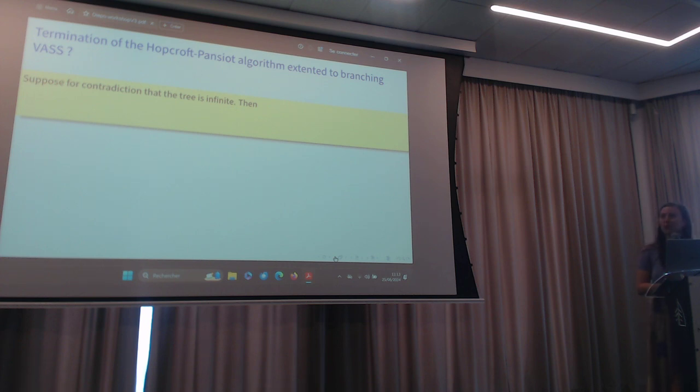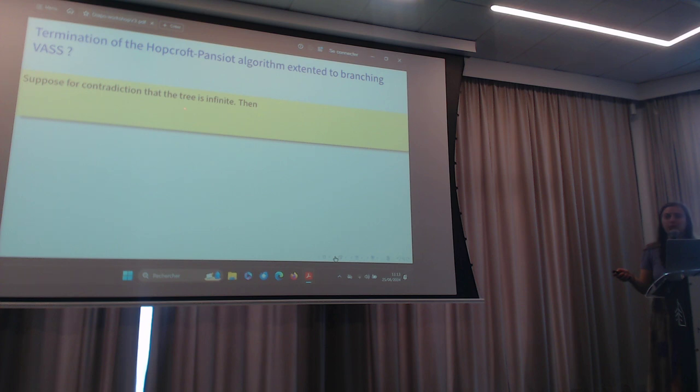Okay, perfect. So now we are going to see the termination proof when we extend the algorithm for branching VASS. And the termination proof will be very similar. So what I will do is once again make a list of every step, and for every step we will try to see if the step is still true or not. So the first thing was to suppose for contradiction that the tree is infinite.